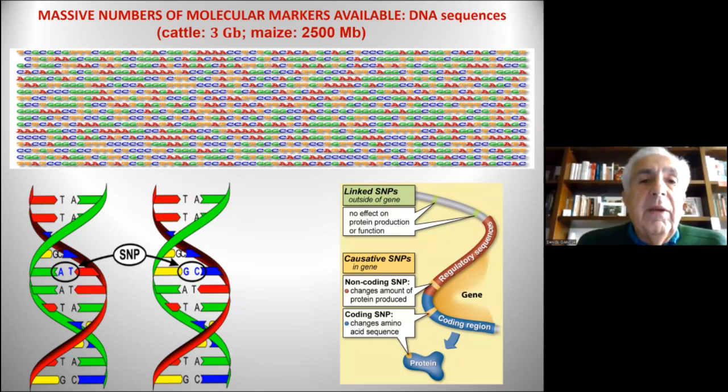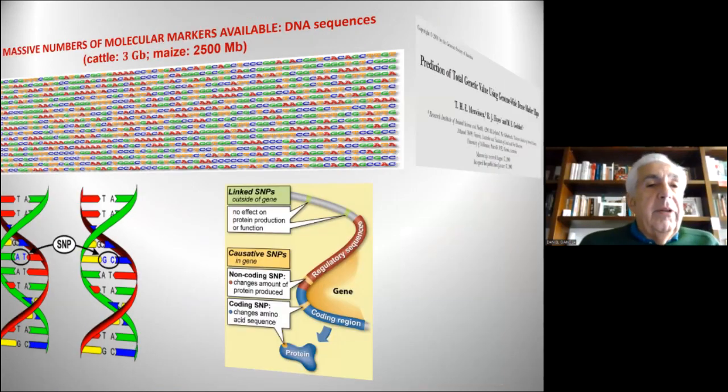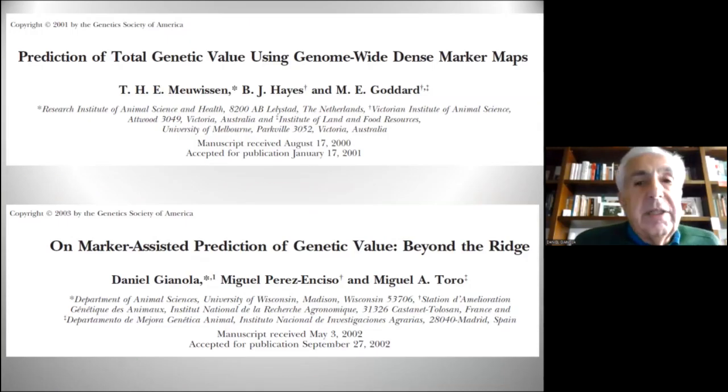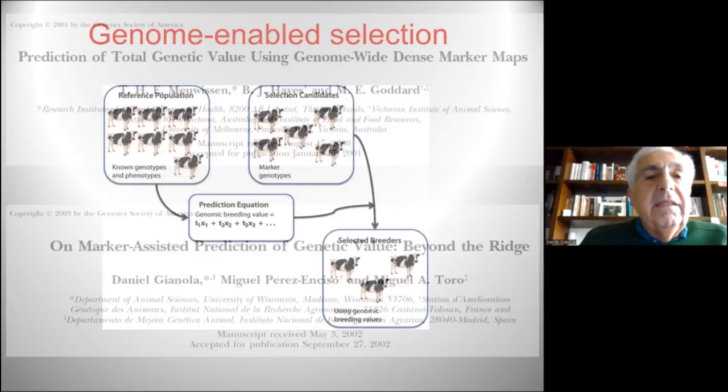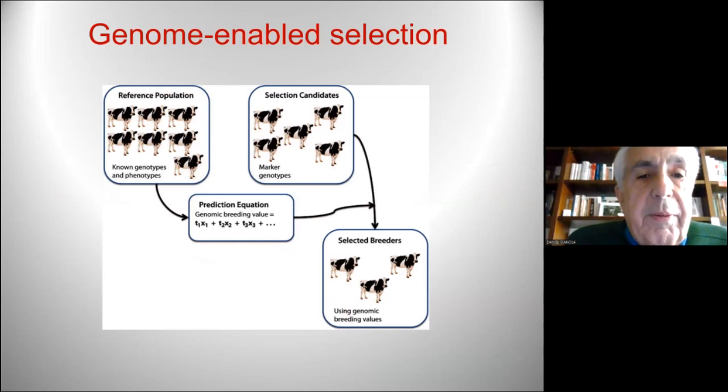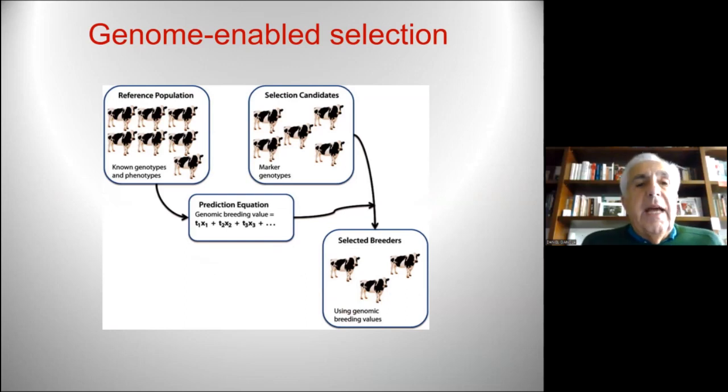So in 2001, there was a paper by Meuwissen, Hayes and Goddard introducing the idea of using whole-genome markers to predict complex traits. And unfortunately, my friends, Miguel Perez Enciso and Miguel Toro from Spain, and I came 2 years later. So all the credit should go to Meuwissen, Hayes and Goddard for introducing what is called genomic selection. So in genomic selection, in essence, we have DNA markers, we have a population, we build the prediction equations from a random sample or from a selected sample of the population. And then we have some selection candidates, we genotype them and choose those with the best prediction.